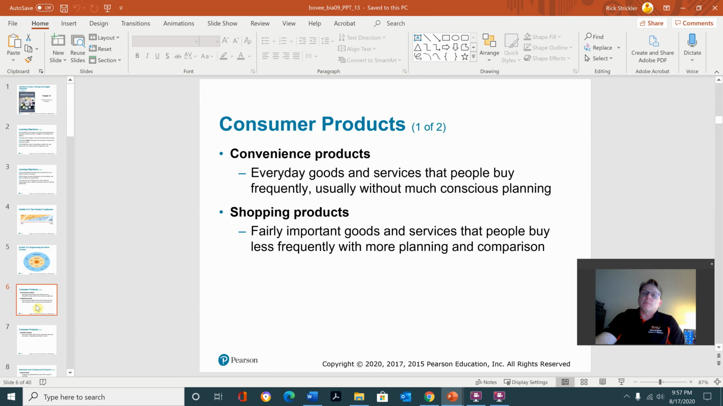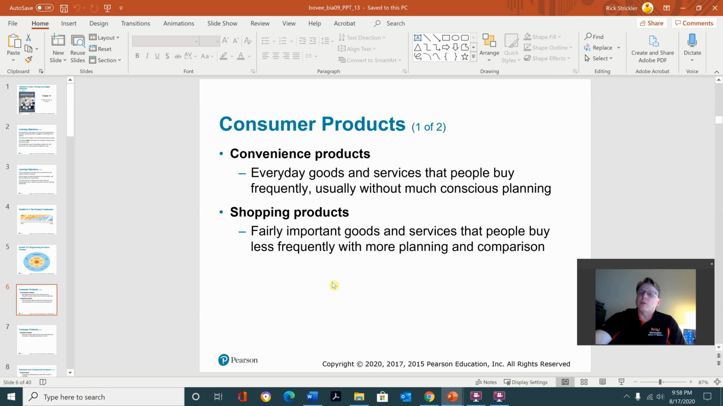So convenience products: everyday goods and services that people buy frequently, usually without much conscious planning. Okay, so you're at Walmart or you're at Home Depot, and what do they sell at both places? Well, they sell candy and soda and drinks at both places. That could be a convenience product if you're thirsty, if you're hungry, if you're both, but you just need a little snack, and you happen to be at either one of those places. You can buy a candy bar and a drink, and then move on. Not many people would think much about that.